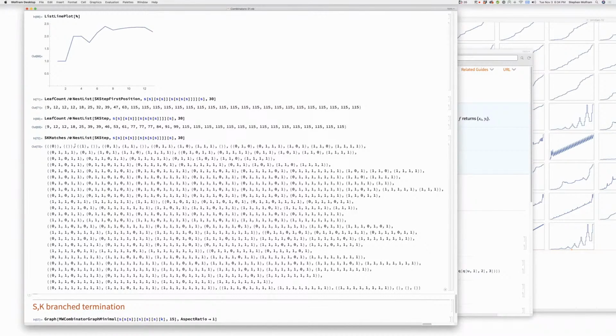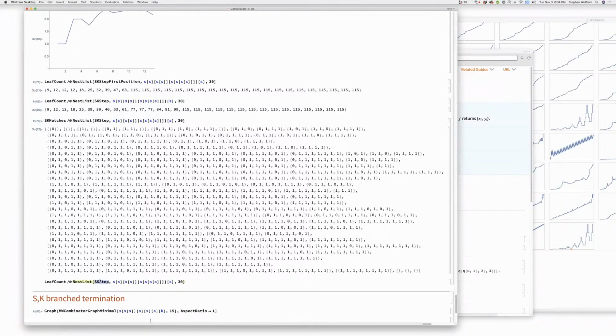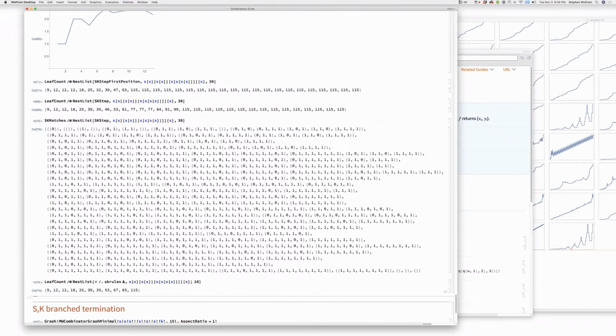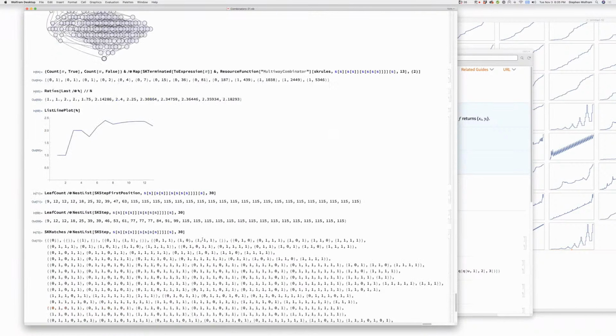So let me see. One thing we could do here is take this and try a different evaluation strategy in which we use /., which will do multiple rules at the same time. Let's see what that does. Oh my gosh, that goes to 115 in a very small number of steps. So the question then is, what is it that's leading the thing to not terminate? What is a path that's leading to non-termination?